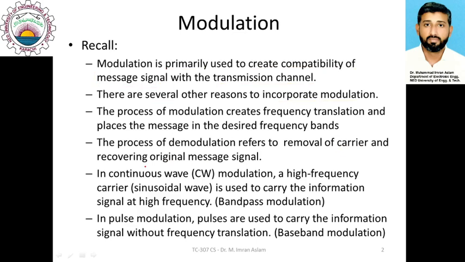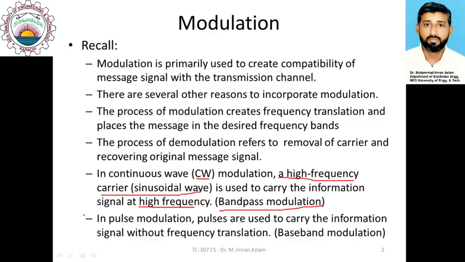We have previously talked that there are two major categories of modulation. One is called continuous wave or CW modulation, which involves a high frequency sinusoidal carrier, and this high frequency sinusoidal carrier is used to carry the information, and basically it provides that frequency translation, and it carries the information at relatively higher frequencies. So because of being at high frequency, we sometimes name it as band pass modulation, because our signal would be at relatively higher frequency band.